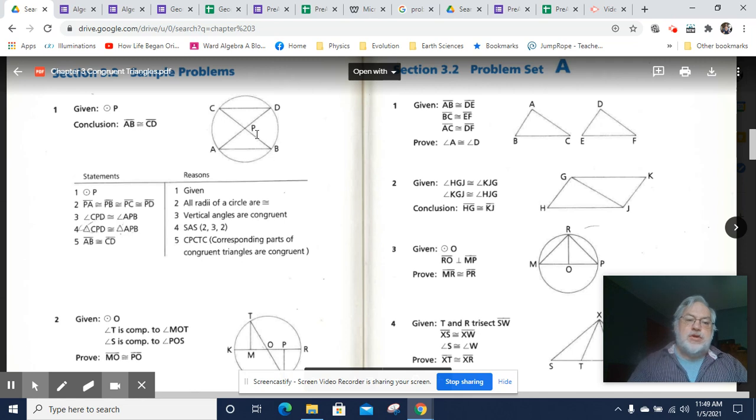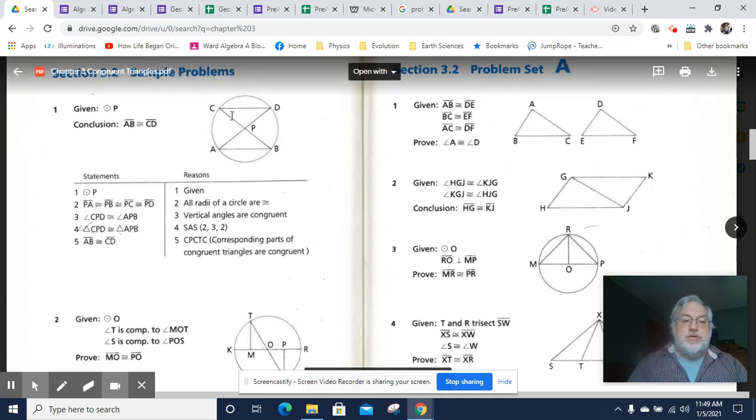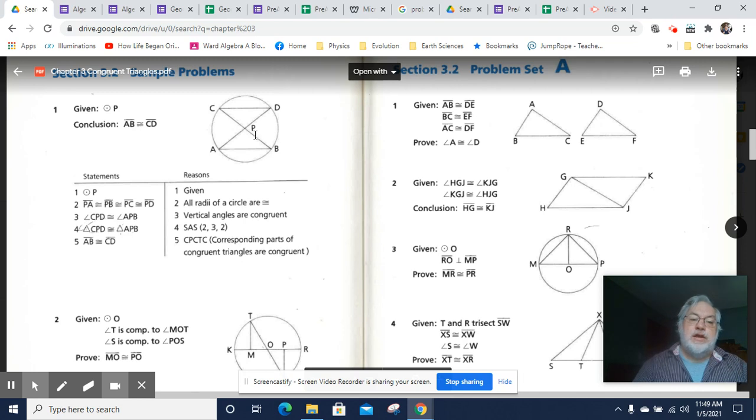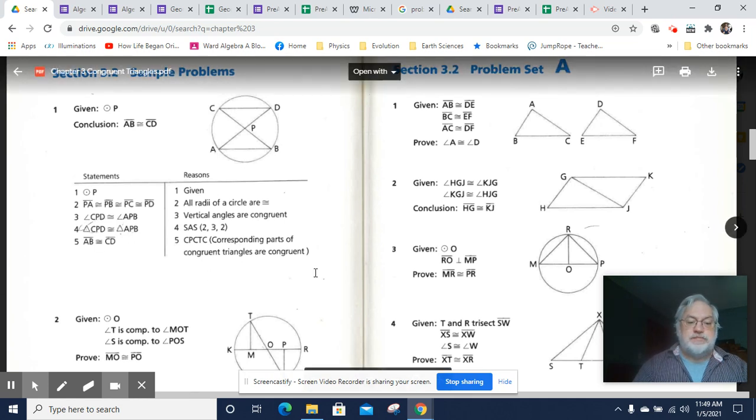And since this is a circle at center P, and all the radii are congruent, then PC, PD, PA, and PB are all congruent, which means we can prove side, angle, side, and therefore these two triangles are congruent. And since the triangles are congruent, then every part of them that corresponds is congruent, and CD corresponds to BA, or AB corresponds to CD.